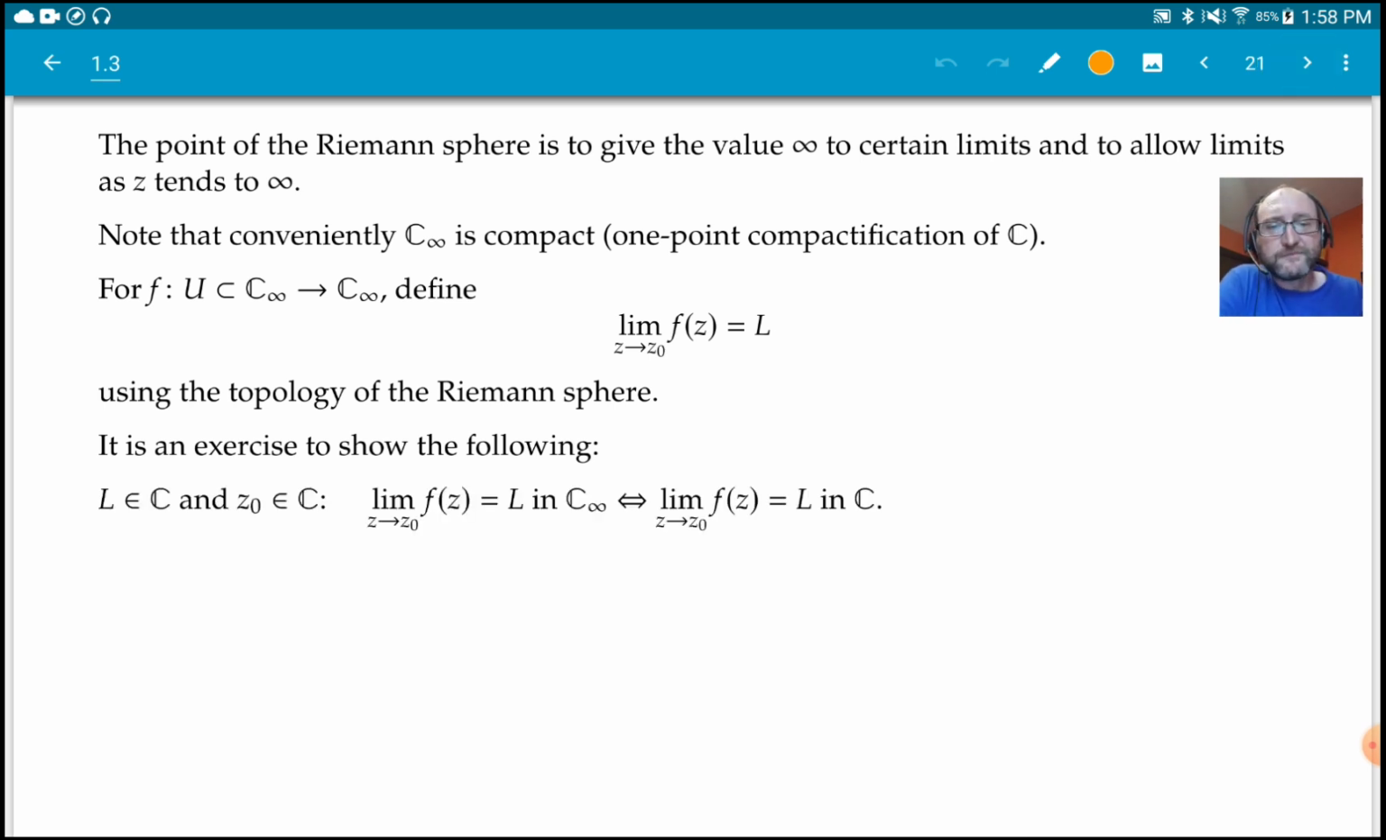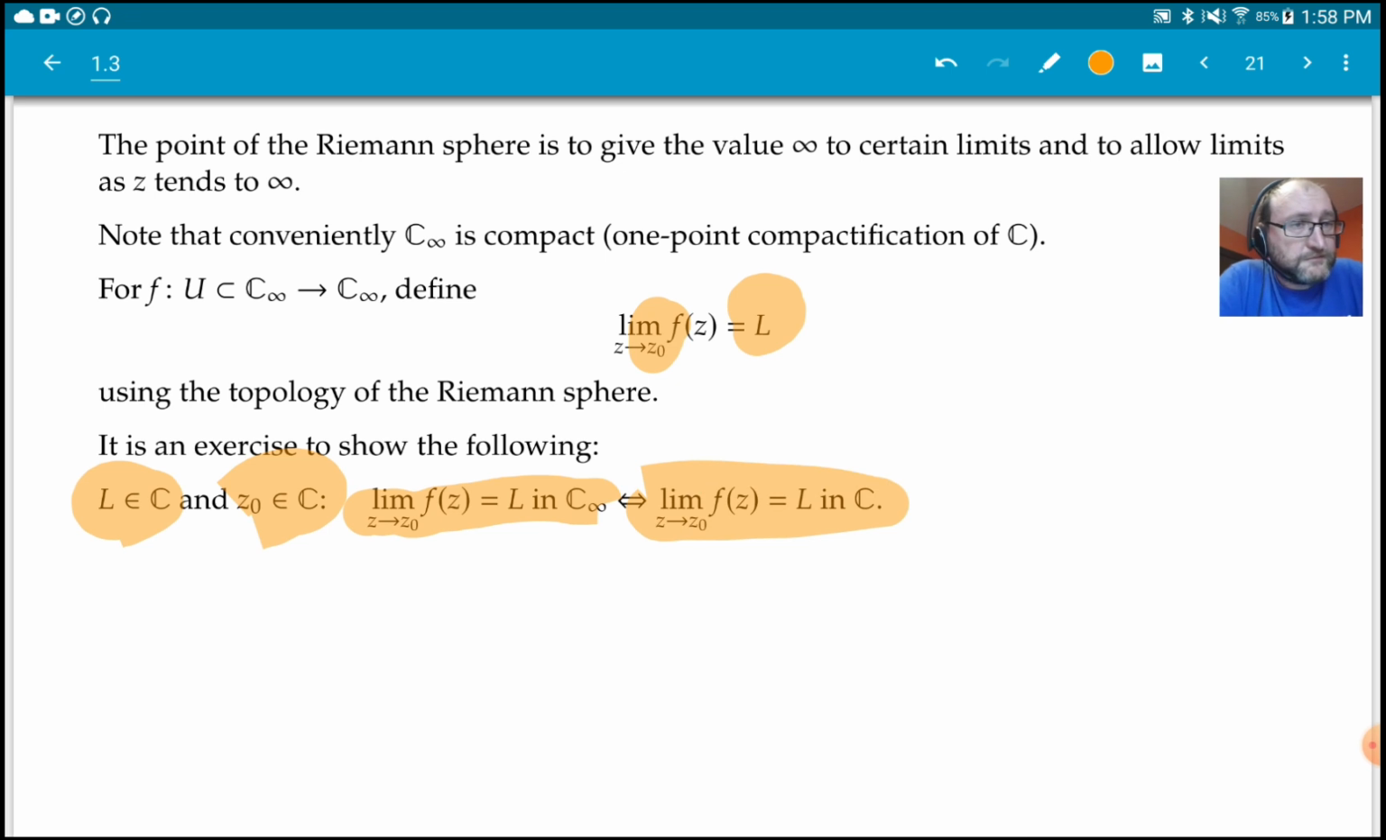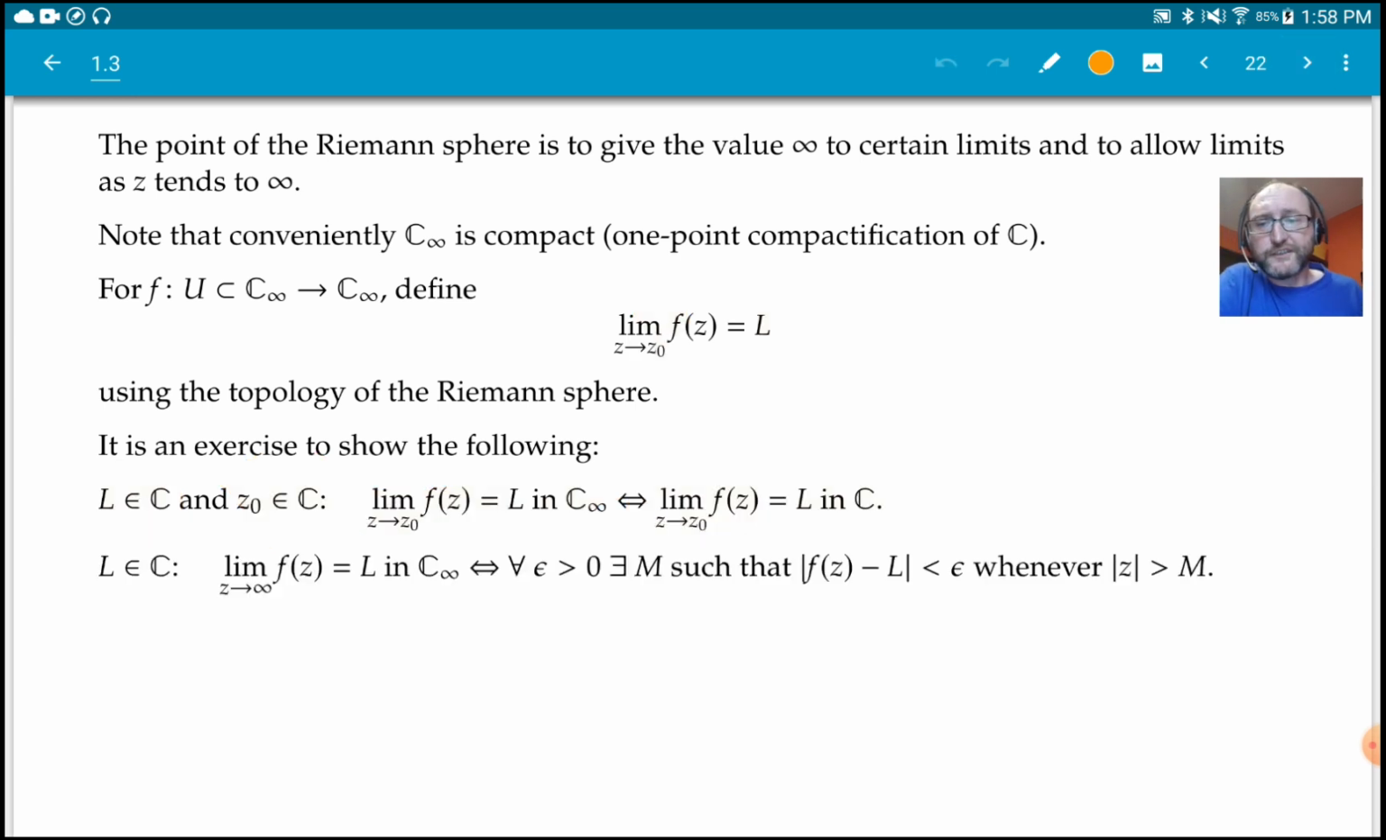right? So first, if you have this L and this z naught, if they're just complex numbers, then the limit in the Riemann sphere topology should be the same as the limit in the complex number topology, the complex plane topology, right? So that's the first thing.